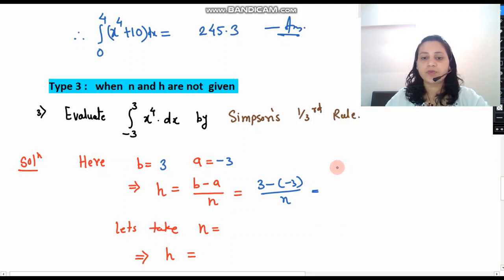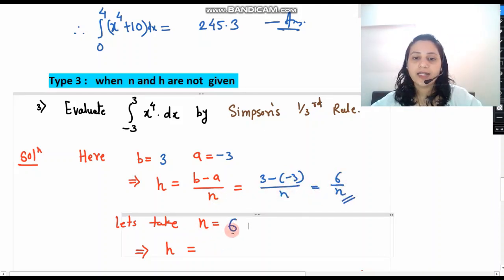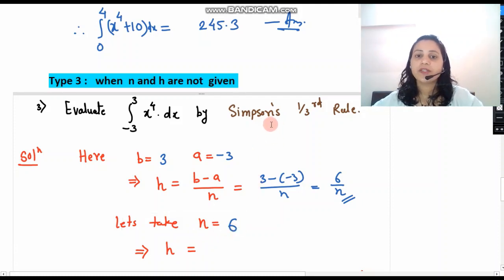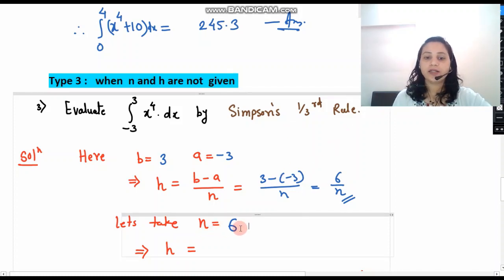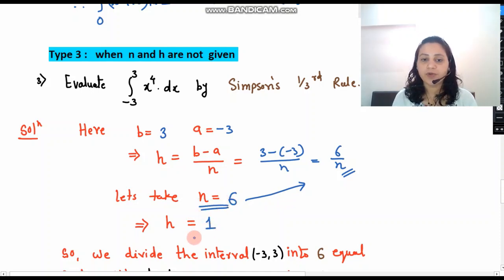So now just substitute the values of b and a. So 3 minus minus of 3 upon n is equal to 6 by n. Let's take n is equal to 6, and as we are solving this sum by Simpson's one-third rule, the condition on n is that n should be even, right? So I'll take n is equal to 6. As I take n is equal to 6, I substitute that value here. So 6 by 6, that is equal to 1. So n is equal to 6, we get h is equal to 1.